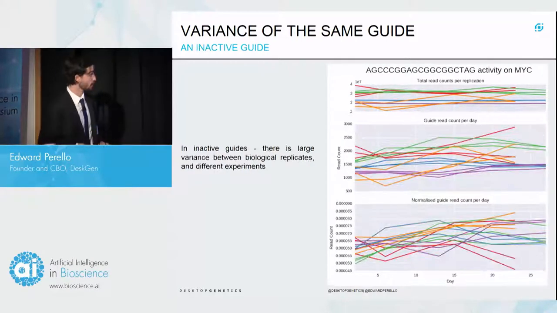In addition, you have some problems with inactive guides, non-specific guides. They present some issues. The reason being, this guide is not very good at doing its job. And so it's not cutting at the essential gene that you might have expected it to, but it's cutting in other genes as well. And that may or may not be genotoxic. So you get a lot of requirements to do this additional signal processing and data cleanup before you feed your data into your machine learning pipeline.